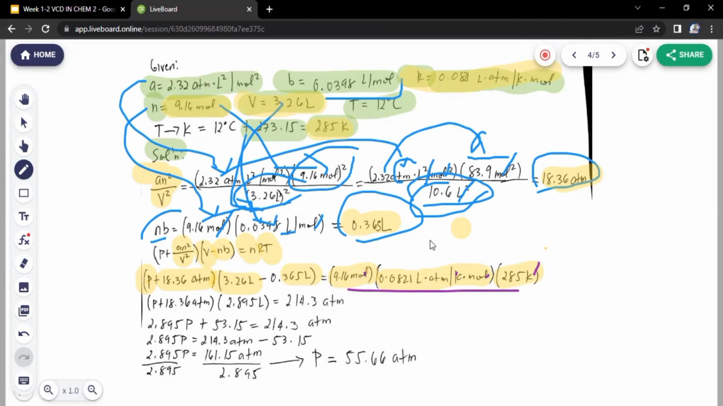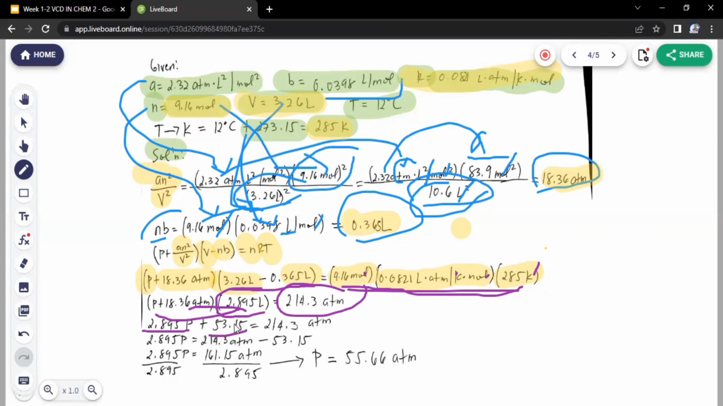And then the next thing that you need to do, multiply 9.16 to 0.0821 to 285. You will have 214.3. Then subtract 3.26 to 0.365. You will have 2.895 liters. And then the next thing that you need to do is distribute 2.85 times P, you will have 2.895 P. And then 2.895 multiplied to 18.36, you will have 53.15.